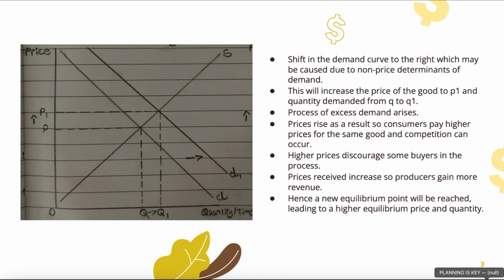So now what this actually does is that it increases the price of the good from P to P1, because now since consumers are demanding more of this good, the quantity demanded will increase. So there's actually that excess demand. So these higher prices will discourage some buyers in the process. So as a result, these prices will rise. Now, the prices received increase, so producers will gain more revenue. So a new equilibrium point will be reached, leading to a new equilibrium price and quantity.